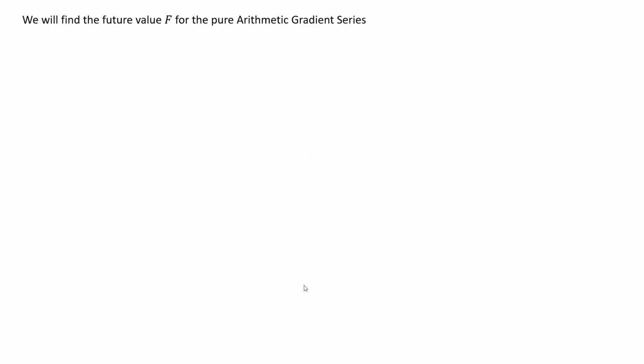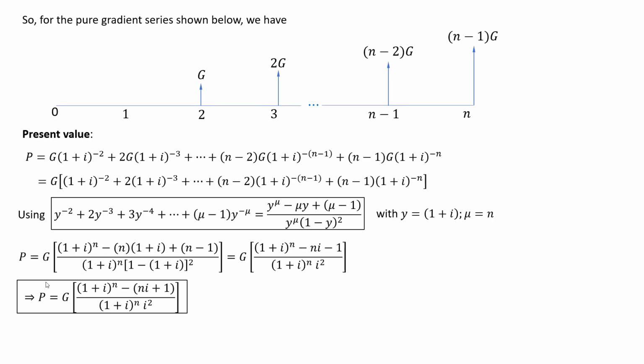Anyways, so we'll find the future value F for the pure arithmetic gradient series. So we know the present value. We'll try to find the future value. Do you know what to do? I think by now you should, right? If you know the present value and you need to find the future value, all you need to do is take the present value and project it forward by n number of years. And we also know that to do that, all we need to do is multiply the present value by 1 plus I, the quantity raised to n. And that's exactly what we are going to do.